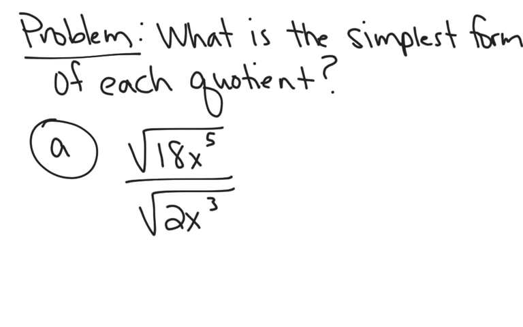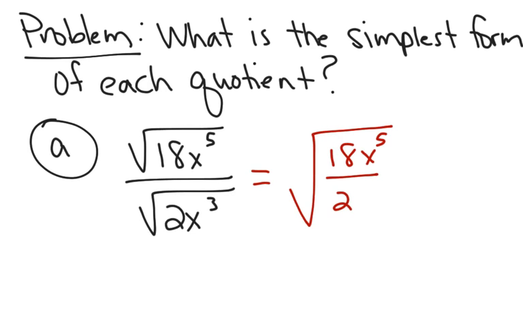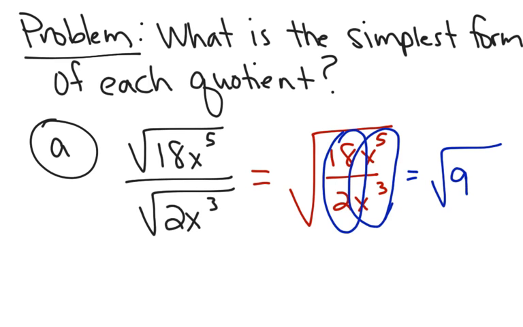So in this problem, we want to find the simplest form of each quotient. Remember, quotient is division. The square root of 18x to the fifth over the square root of 2x to the third. The best way to deal with this problem is to first write this whole entire fraction under one radical. And the reason we're going to do that is because now that fraction can be reduced. 18 over 2 is 9. And x to the fifth over x to the third is x squared. That's the property where you subtract the exponents.